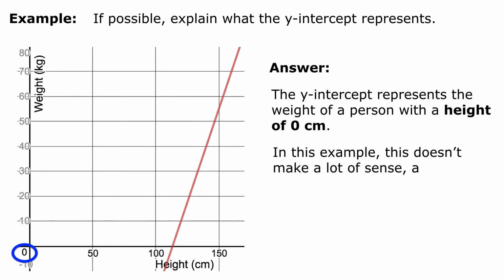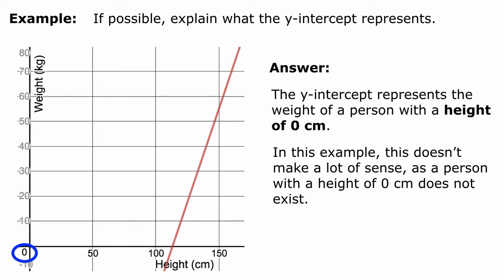And in this example, that doesn't make a lot of sense because it's not possible to have a person of height 0. They don't exist. So that doesn't make sense in this case. But in other situations, it would make sense to talk about when the x value is 0, what would the y value represent?